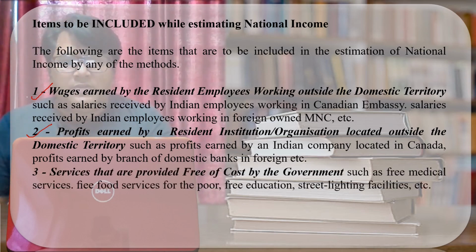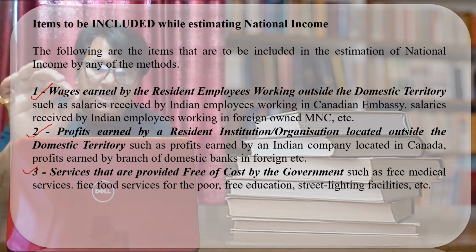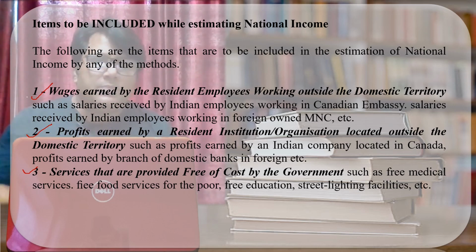Next is services that are provided free of cost by the government. Always remember, we never consider the money given by the government to the people, but we always consider the services provided by the government to the people free of cost. Why? Because it will be considered under the final consumption expenditure of the government. If the government is giving food items, or providing street lighting facilities, it means that the government is incurring the final consumption expenditure. So it should be considered.